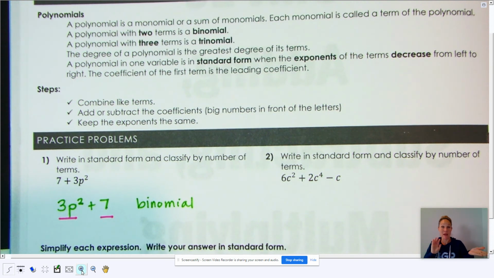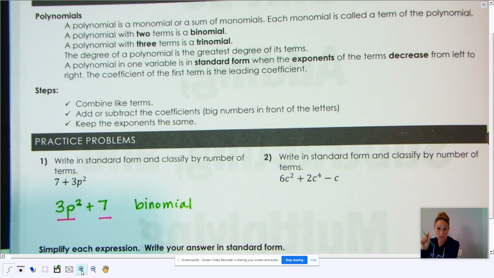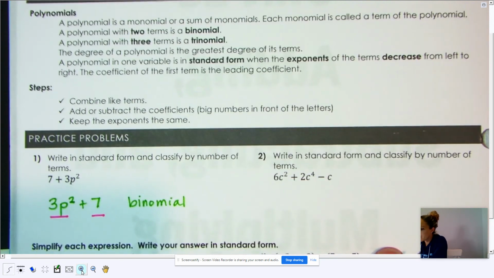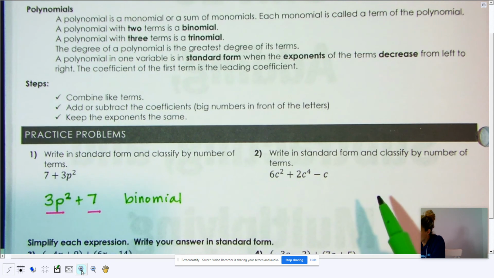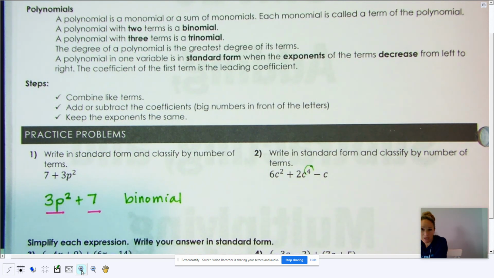Terms are separated by pluses and minuses, okay? So even though that 3 and the p squared are different things, they're all stuck together, so that's considered one term. So we have 2 terms here. This is a binomial.